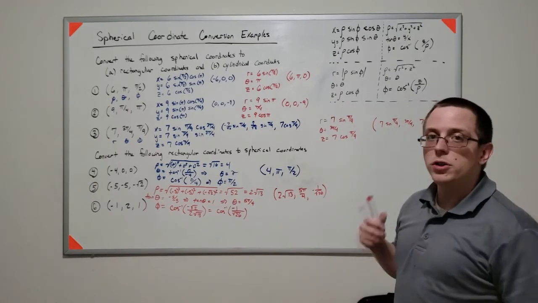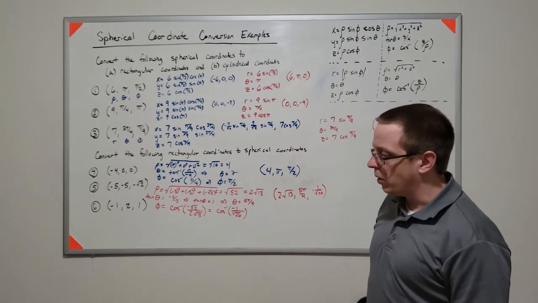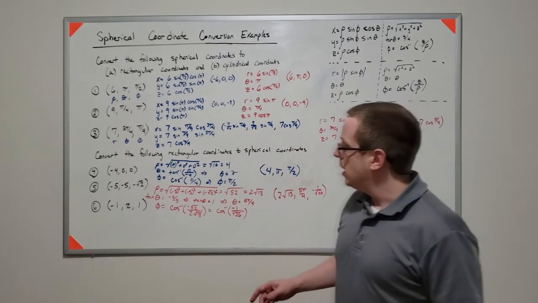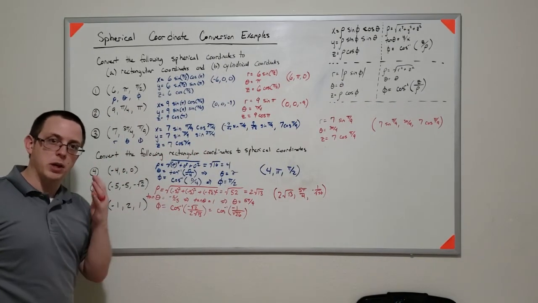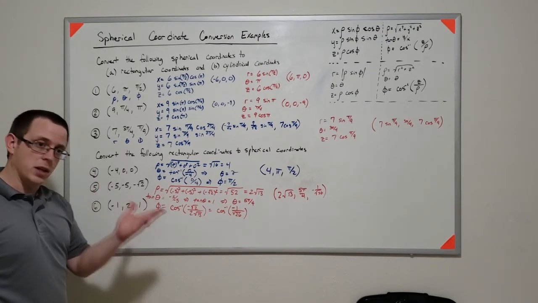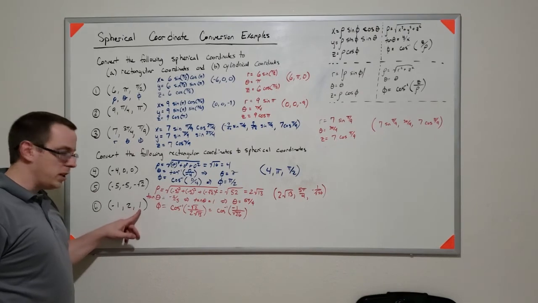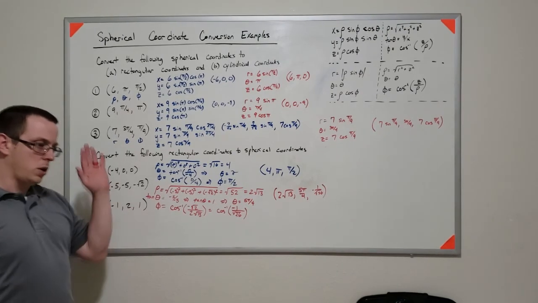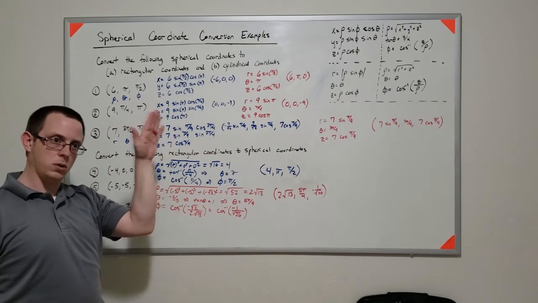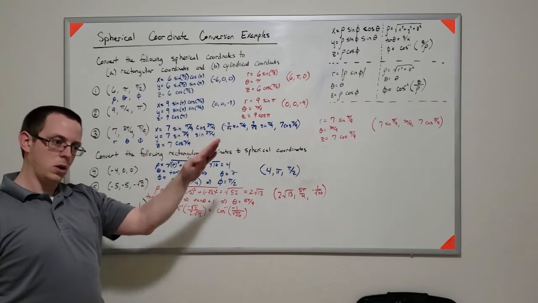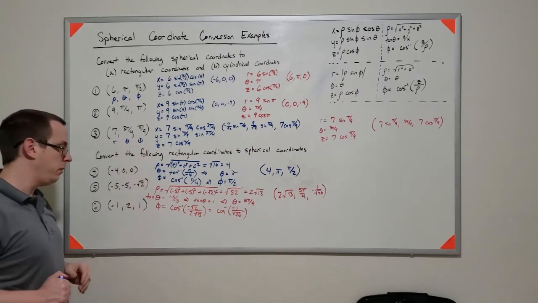So finally, we want to do this one, negative 1, 2, positive 1. What I'm seeing when I'm looking at this is that the x value is negative and the y value is positive, so that tells me that I'm in quadrant 2. So my theta is going to be somewhere greater than pi over 2, but less than pi. I know my z value is positive, so phi is not going to be pi over 2, it's going to be some value in the first quadrant.